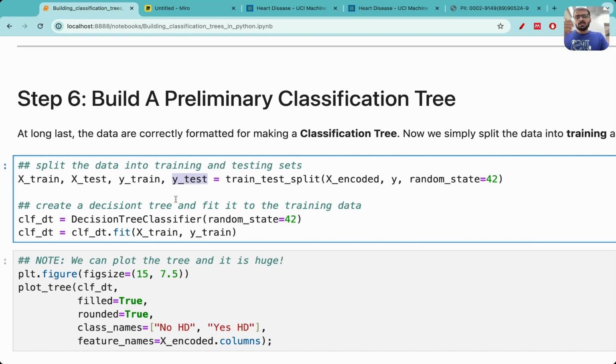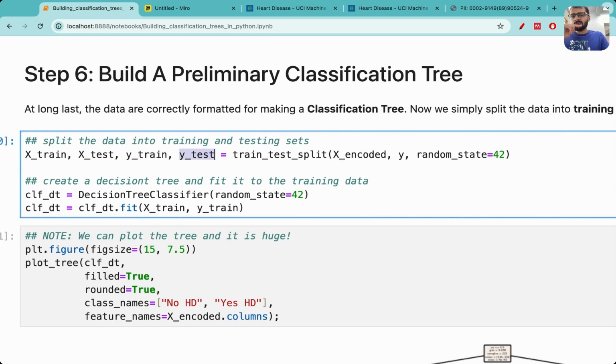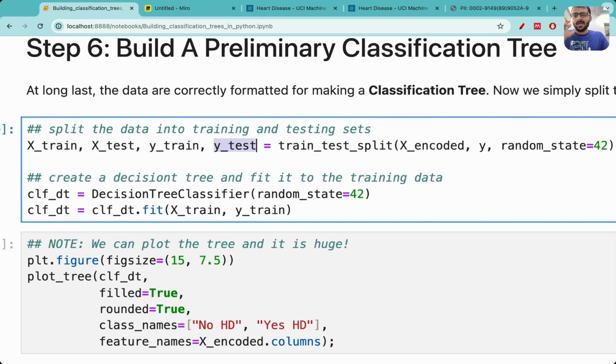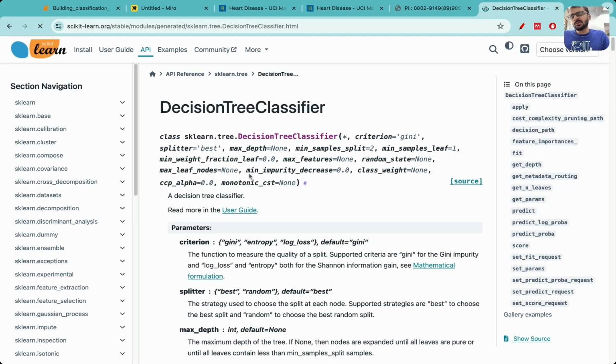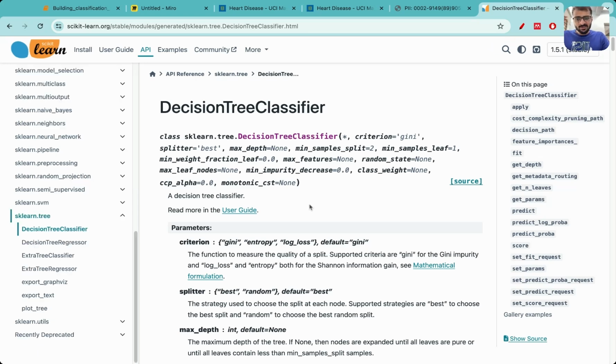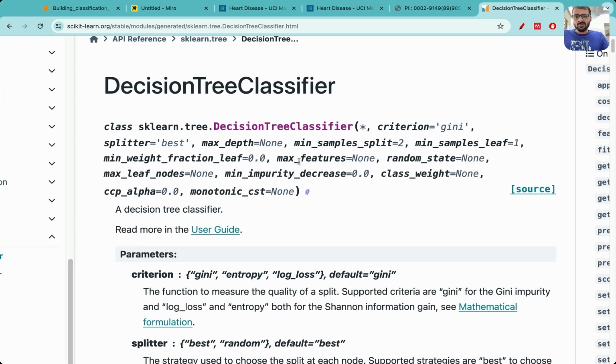So now the main function which actually builds the decision tree entirely for you is called the DecisionTreeClassifier. You can actually search this in scikit-learn. It's probably one of the most widely used functions by machine learning engineers, and this will provide you all the different things which you need.